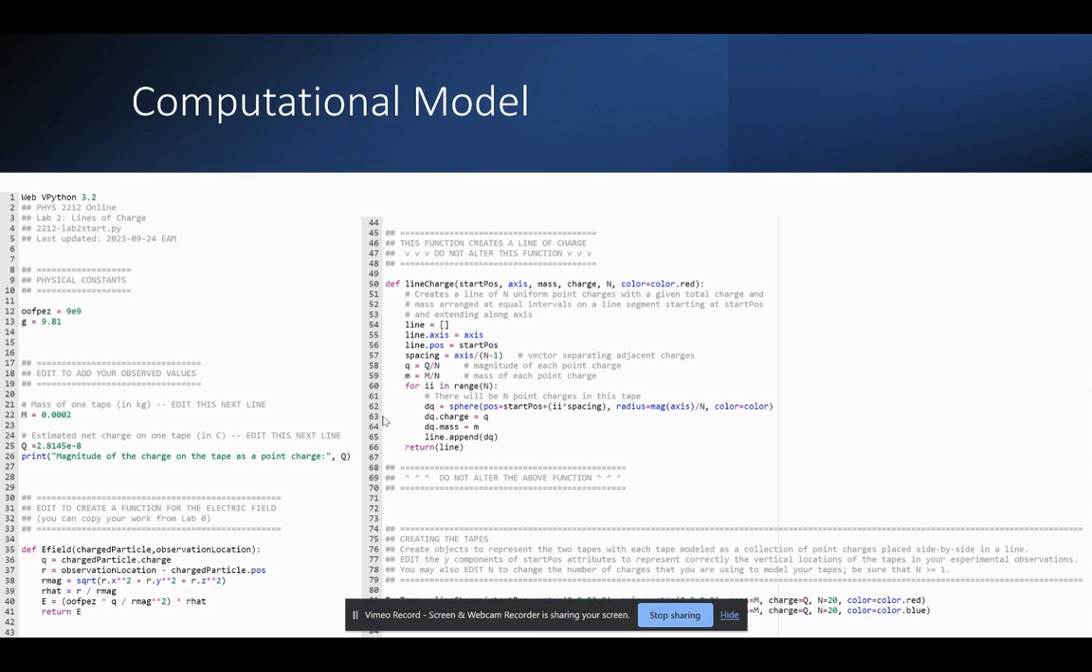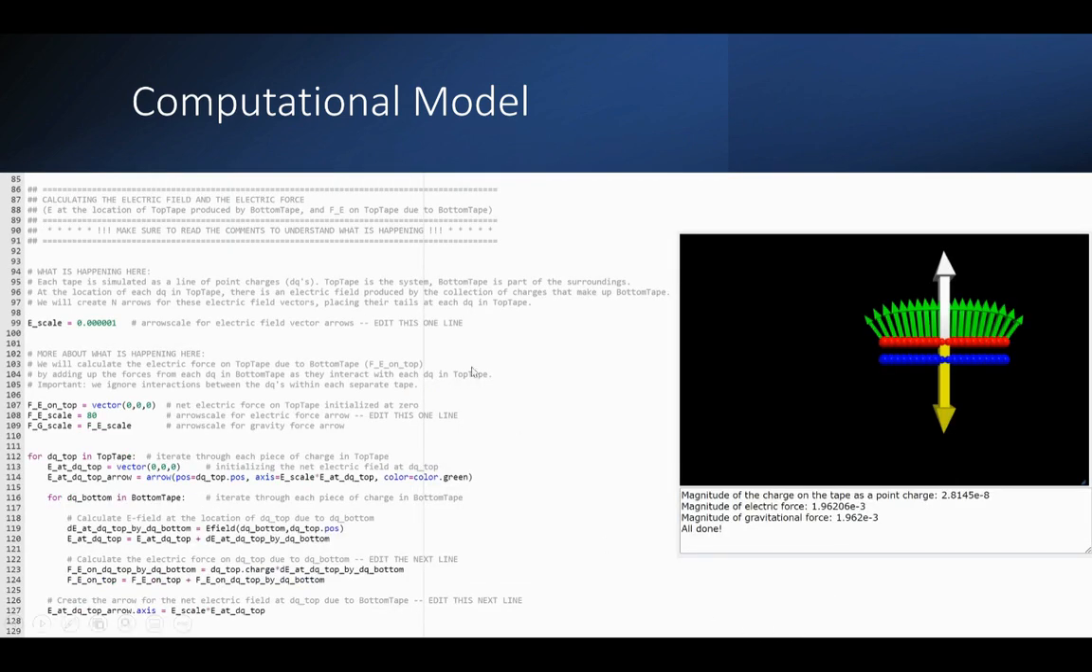First, I defined my physical constants, then I defined the mass of the tape and estimated its charge. I also defined a function for the electric field, and then another function to create a line charge. I also created the tapes using some code that's slightly hidden, but you can see it right here.